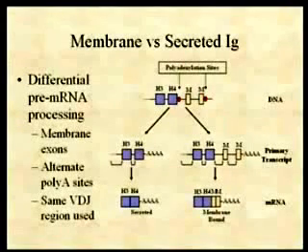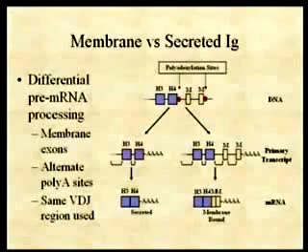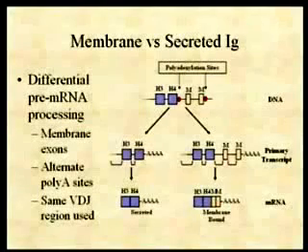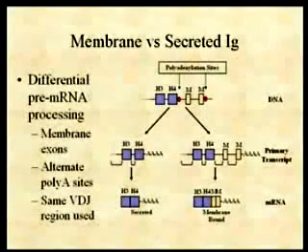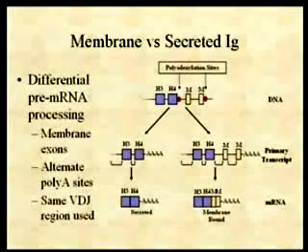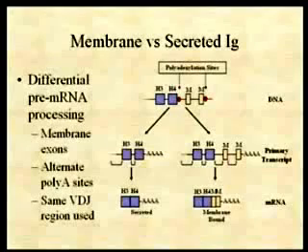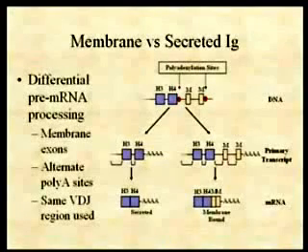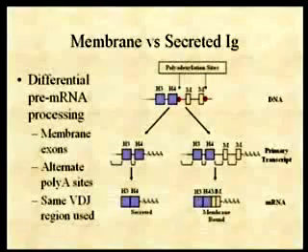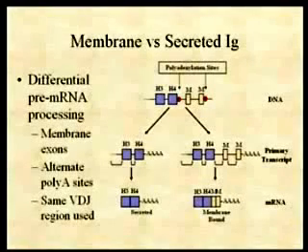In the mature B cell prior to being exposed to antigen, this is the processing that occurs. This polyadenylation site is used. After exposure to antigen, this polyadenylation site is used, and you start secreting the antibody instead of putting it on the surface of the cell.